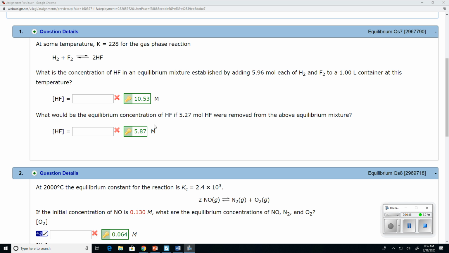And why part 2 is more difficult is it says it's going to remove 5.27 moles. If you have this as your equilibrium concentration, subtract this amount to get your new value at some point. So what's weird about question 1 is WebAssign asks you to solve for the HF concentration. You should also know the H2 and the I2 concentration. But then you're going to subtract this from that to get a new initial amount of HF.